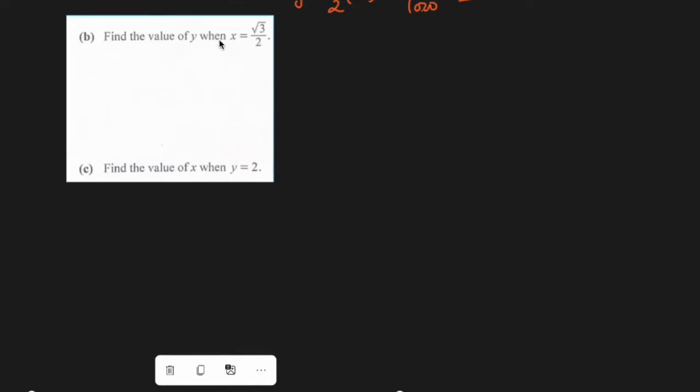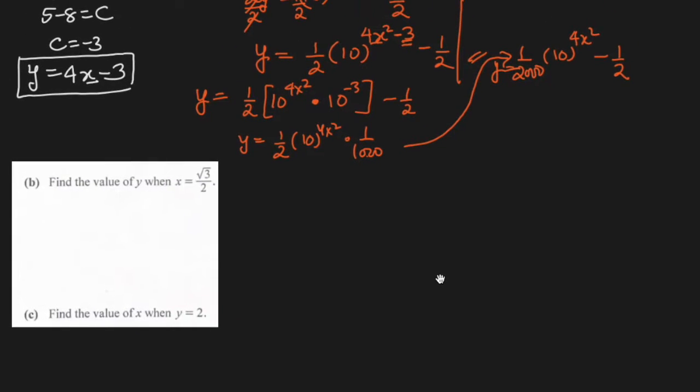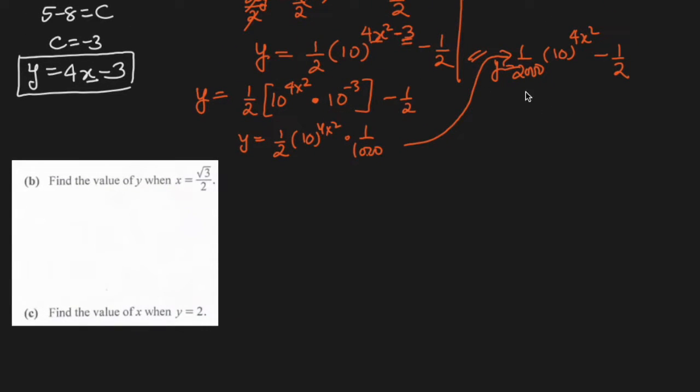Find the value of y when x is square root 3 over 2. That means we'll have to take help of this, and let's use the simpler version. We can use either one, and we'll get the same answer.